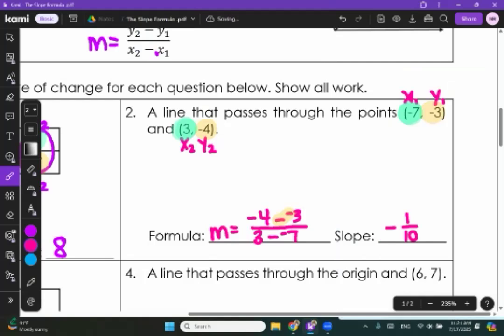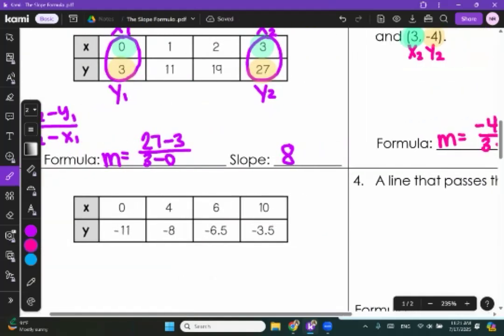Number 3. We use the 2 on the end, so this time I'm going to choose to use the 2 in the middle. Okay, so this is our first x value, second x value. First y value, second y value. Okay, make sure you do it in the same order. You can't do 1, 2, then 2, 1. Okay, has to be in the same order.